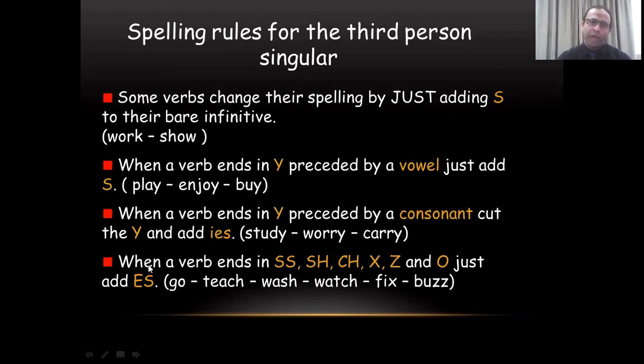Last rule here, when a verb ends in double s, sh, ch, x, z, or o, just add es, as in go. Say goes. Teach, teaches. Wash, washes. Watch, watches. Fix, fixes. Buzz, buzzes. And here, at the end of the verb we add es.